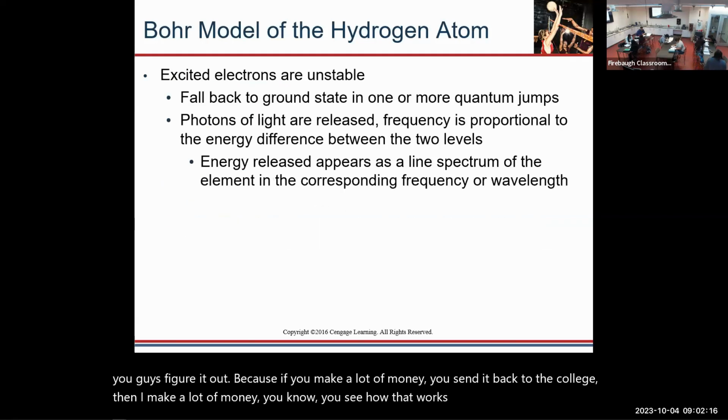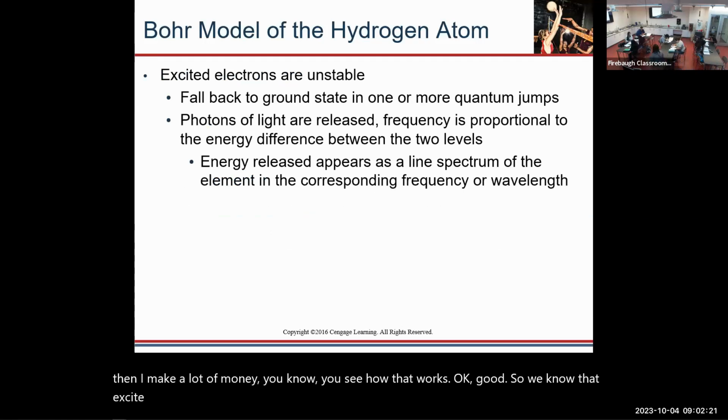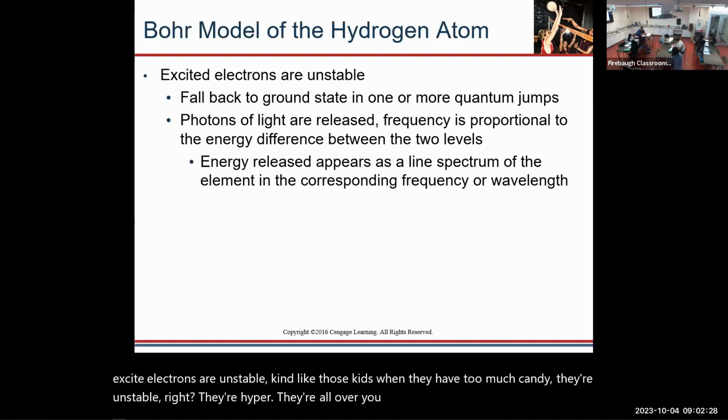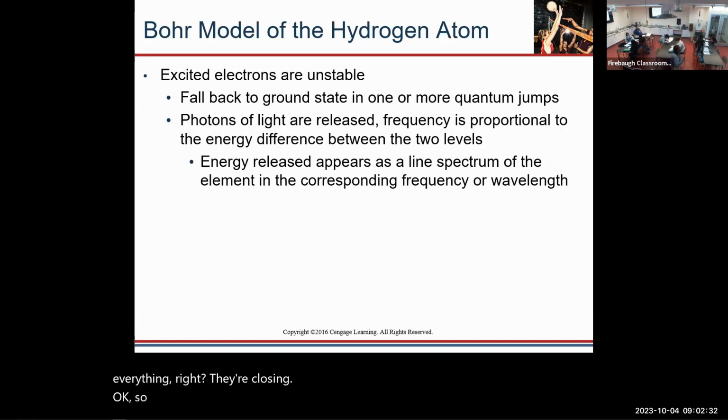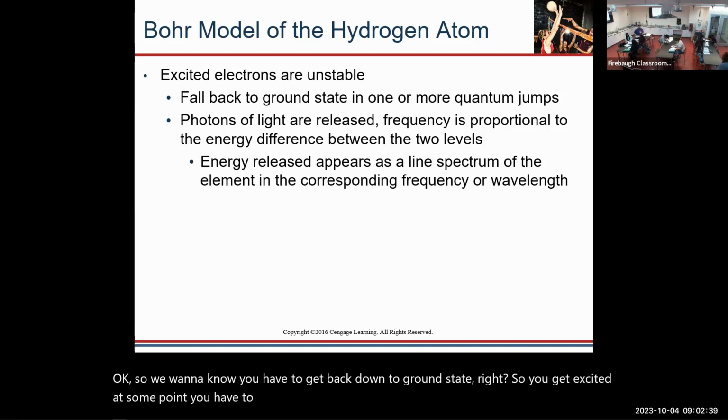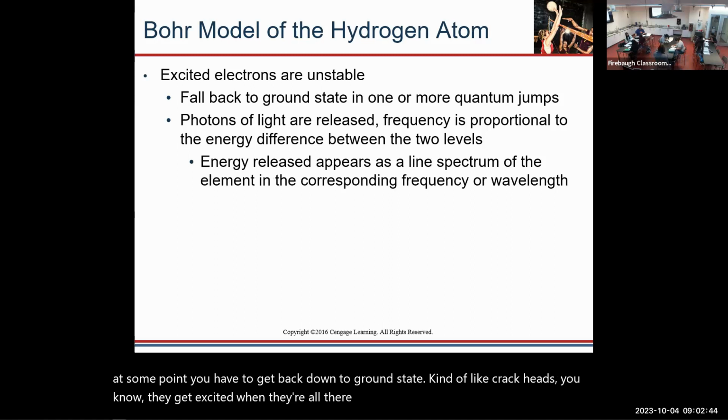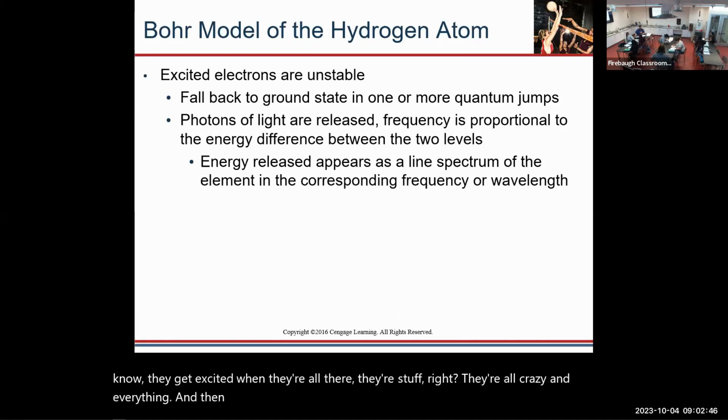Okay, good. So we know that excited electrons are unstable, kind of like those kids when they have too much candy. They're unstable, right? They're hyper, they're all over you. You just want to smack them, which obviously don't do it, okay? So you have to get back down to ground state. You get excited, and at some point you have to get back down to ground state. Kind of like crackheads, they get excited when they're on their stuff, they're all crazy, and then they hit that low again.